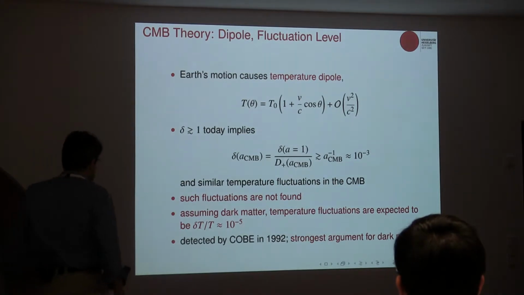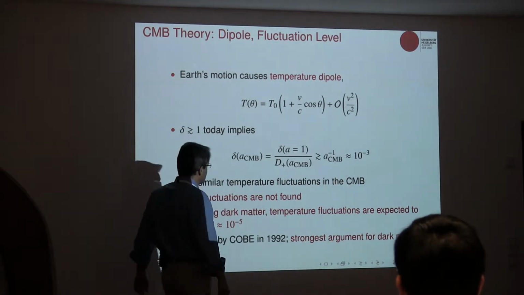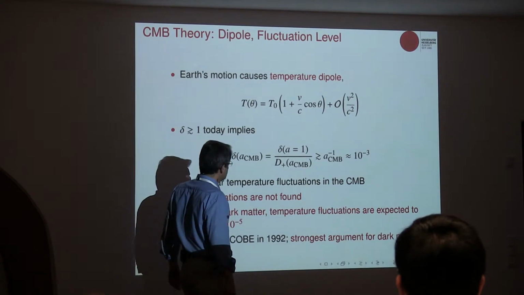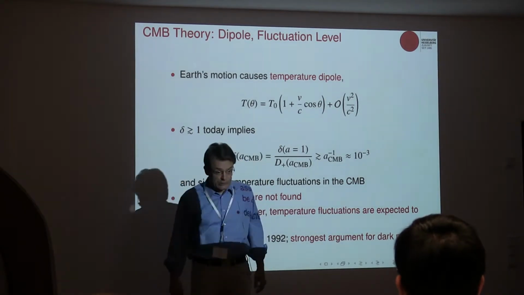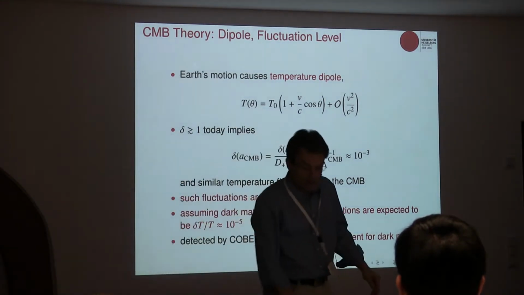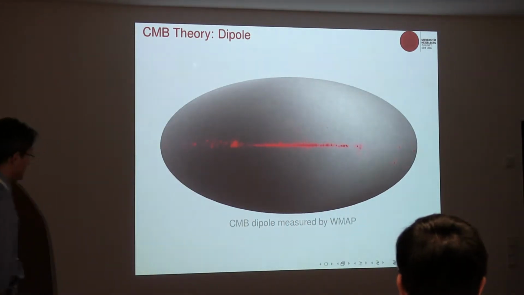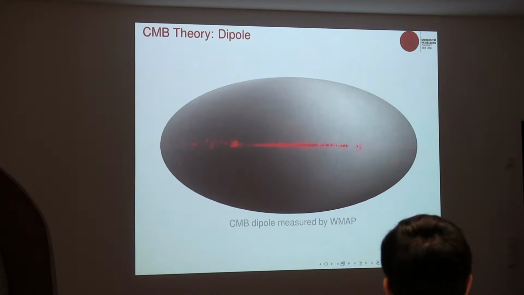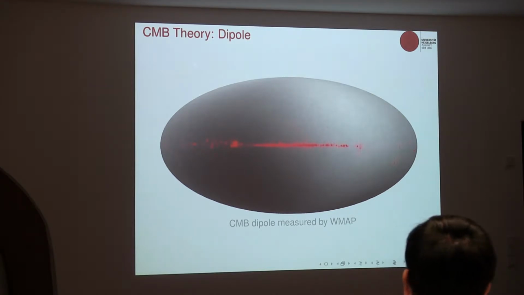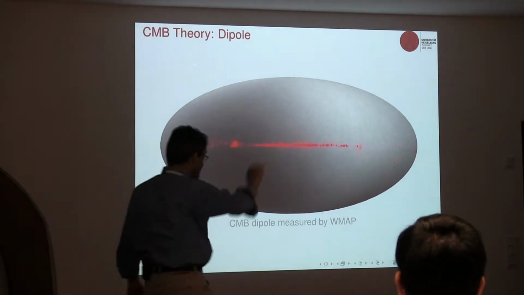So this imprints a dipolar pattern on the cosmic microwave background. This has nothing to do with cosmology, of course. This is the cosmic dipole as measured by the WMAP satellite. It shows you where we fly, in what direction we fly.